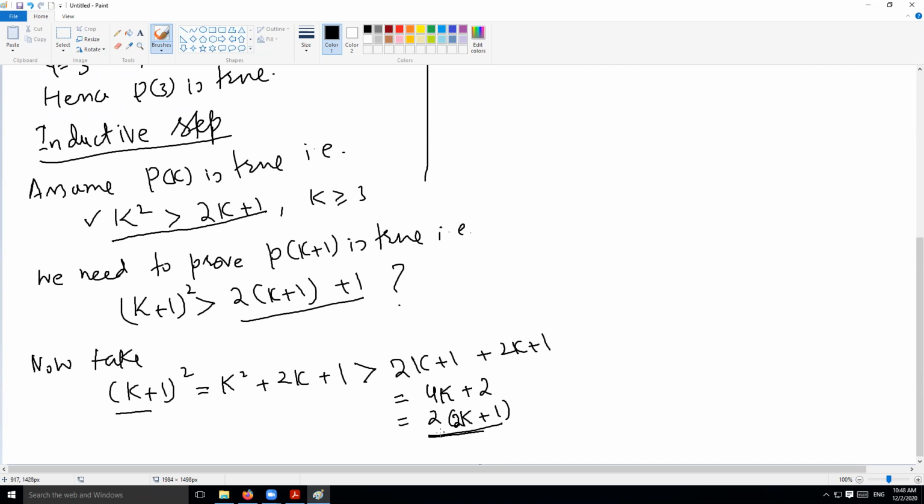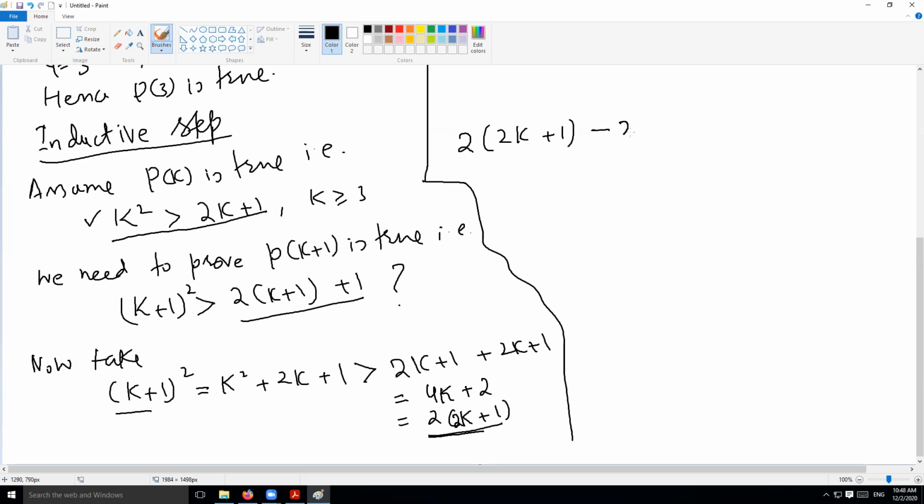But how can I prove that 2 times (2k+1) is bigger than 2 times (k+1) plus 1? We saw different ways, and we can apply any one of them. One way is to take the difference: take 2 times (2k+1) and subtract this guy, and see whether you get a positive or a negative number.